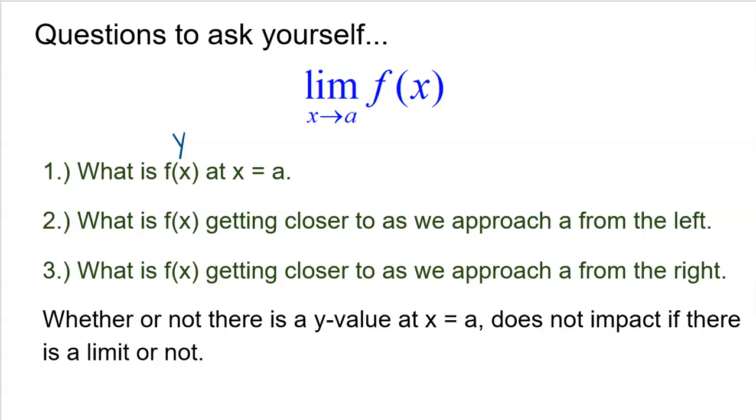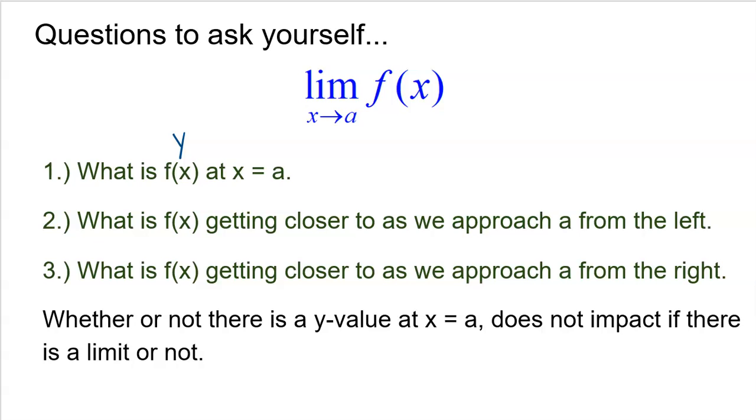The other two questions we want to ask are very similar. One is, what is y getting closer to? Remember, f of x is just y. What is y getting closer to as we approach a from the left? And then we're going to say the same thing, but from the right. What is f of x getting closer to as we approach a from the right? What I do is put my fingers on the graph, and I get closer and closer to a from the left and from the right, and I find out where my fingers are going.